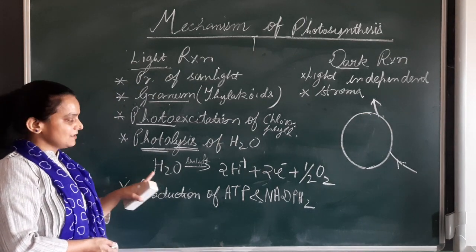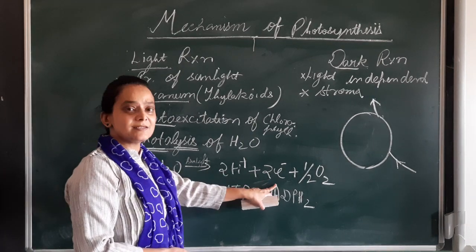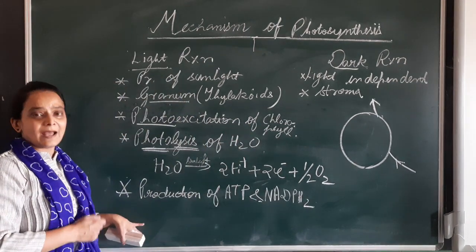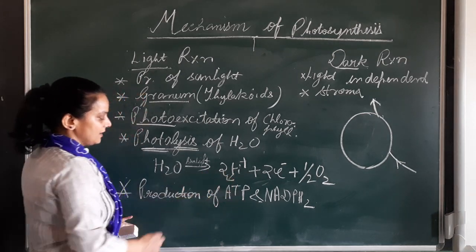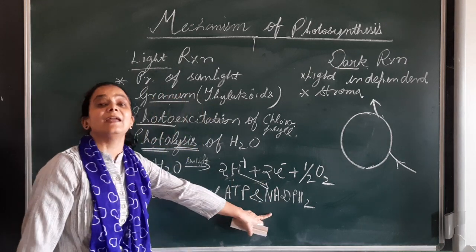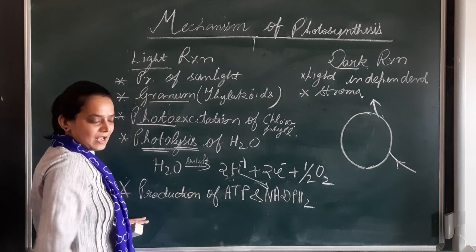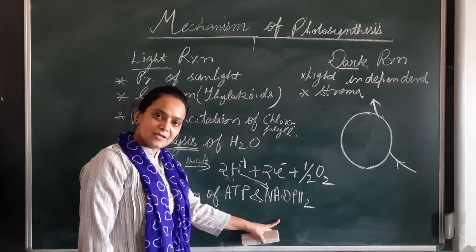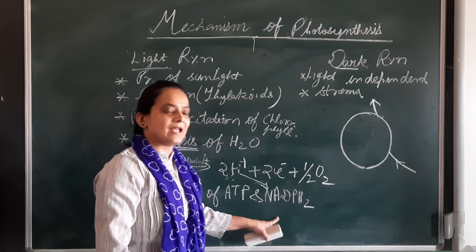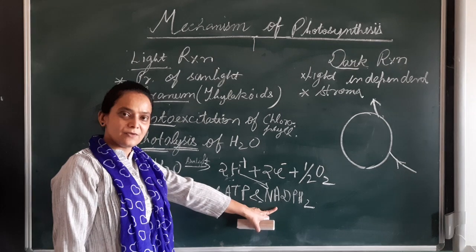If we look at the equation, see. In the presence of light, water molecule splits and releases hydrogen ions, electrons, and oxygen is released as a byproduct. Now what happens? These hydrogen ions are used up in the production of NADPH2 from NADP. So NADP combines with hydrogen ions and produces NADPH2. This is called nicotinamide adenine dinucleotide phosphate. We are aware of this, in previous classes also we have learned.